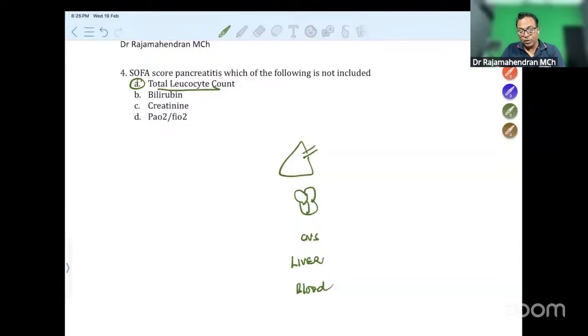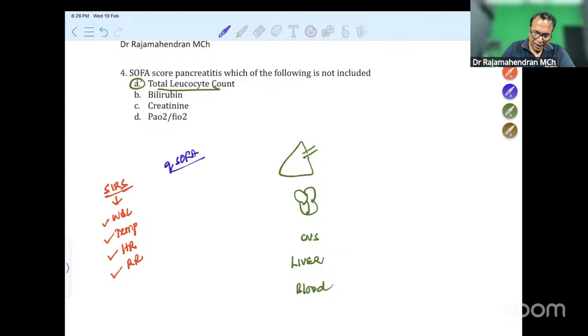Total leukocyte count will come in SIRS. SIRS includes WBC count, temperature, heart rate, and respiratory rate. This is SIRS: WBC count, temperature, heart rate, respiratory rate. This is not qSOFA. qSOFA, all of you know very well: respiratory rate, confused status, and blood pressure. So this is qSOFA.